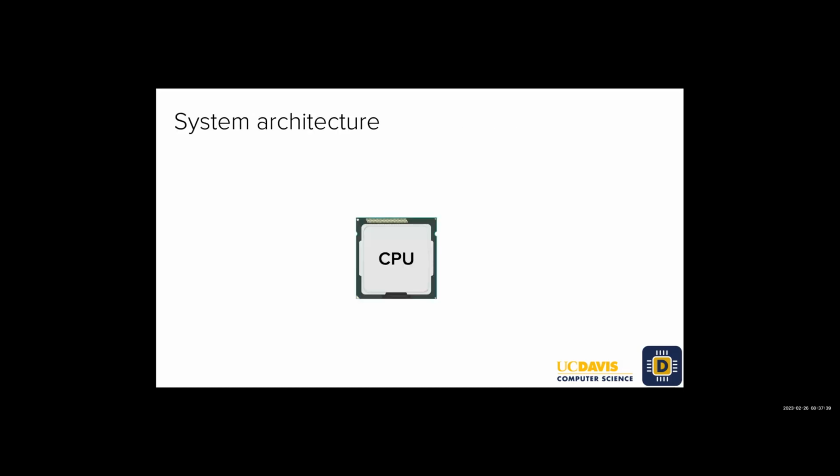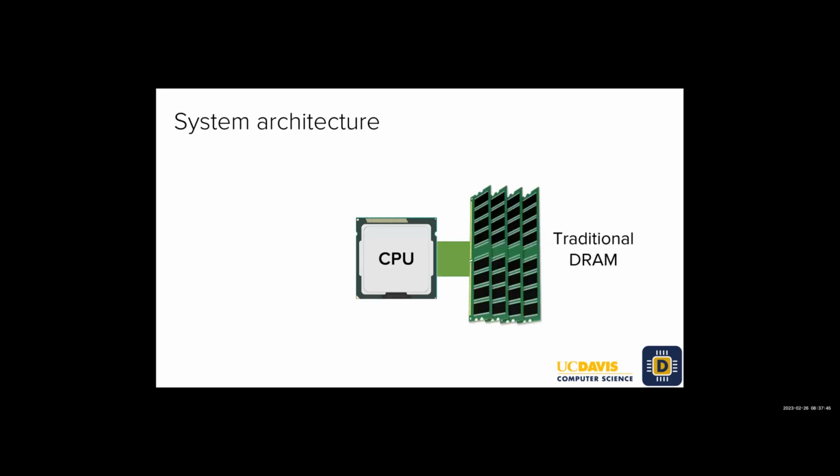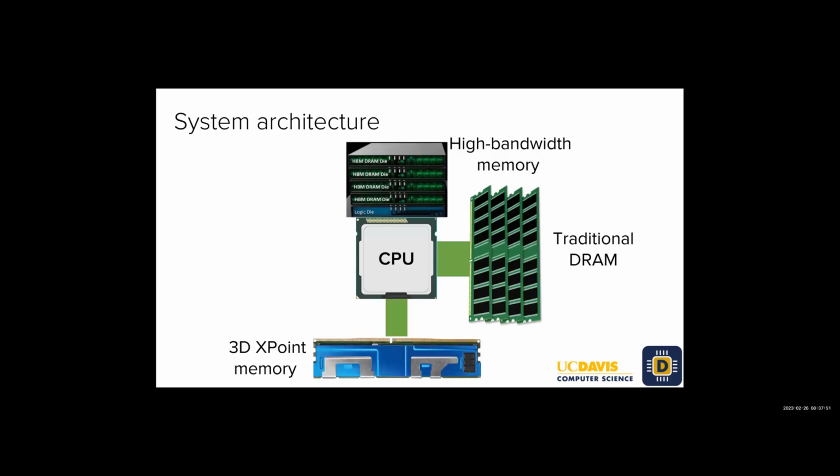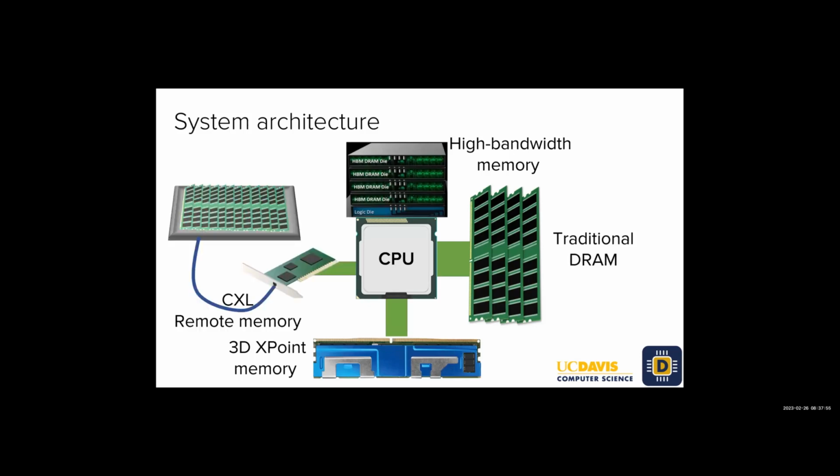So the kinds of systems that we've been looking at are systems with lots of different kinds of memory. So we might have systems with traditional DRAM, with high bandwidth memory on the package, with things like 3D crosspoint or persistent memory connected to the package, as well as things like CXL.